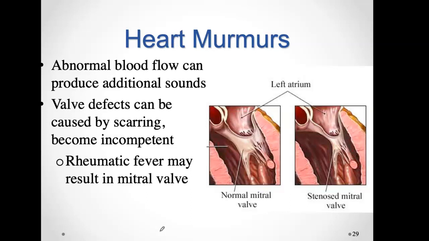Now, this sometimes doesn't work perfectly. Sometimes some of the blood does get past the valve. So this is what a murmur is. Abnormal blood flow can produce additional sounds. What kind of abnormal blood flow? It's sneaking past the valve. So if it sneaks past the valve by some defect, then you're going to hear the lub-dub, lub-dub, but you're also going to hear some swooshing of blood going through the valve.